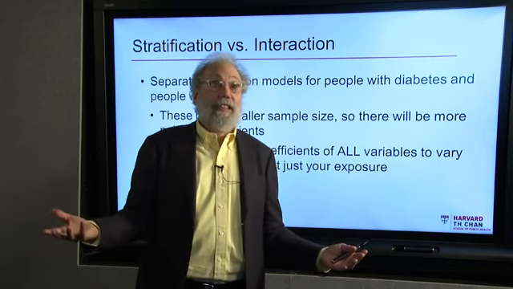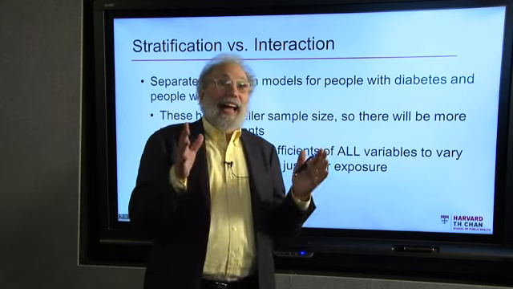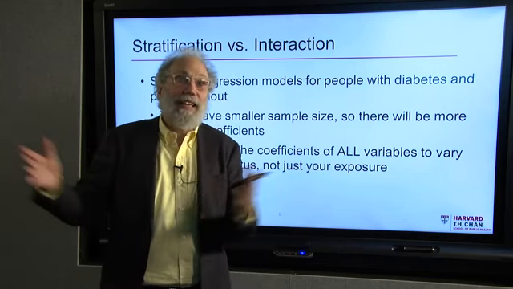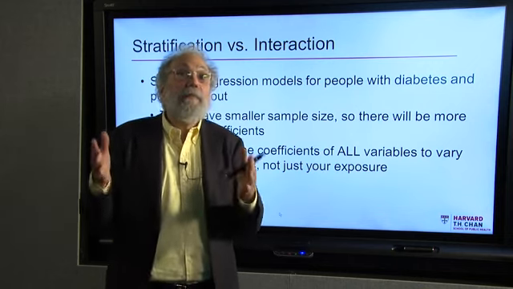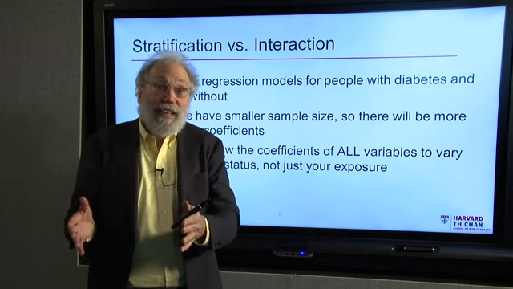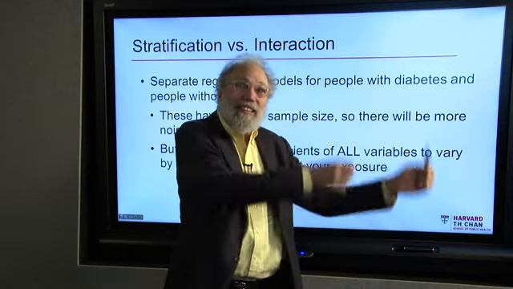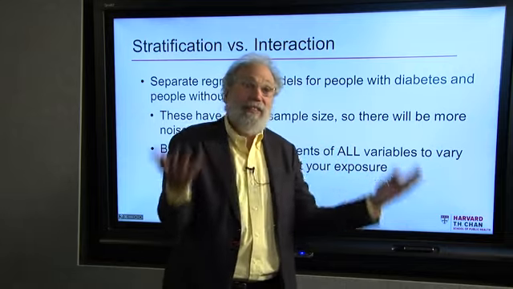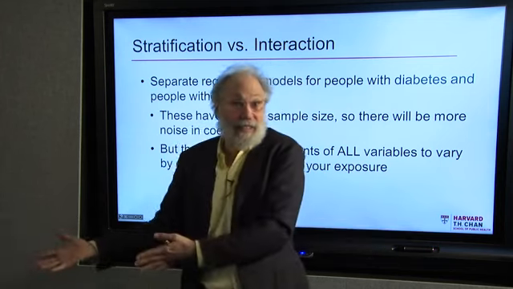So clearly, this approach has the disadvantage that only 10% of the people, say in my cohort, have diabetes, and so the coefficient in the diabetes subset is going to be noisier. Not only the coefficient of my exposure of interest, but the coefficient of all the confounders I'm controlling for. So there may be a little more noise in controlling for confounding because of this greater variability due to smaller sample size. So that's the bad news.